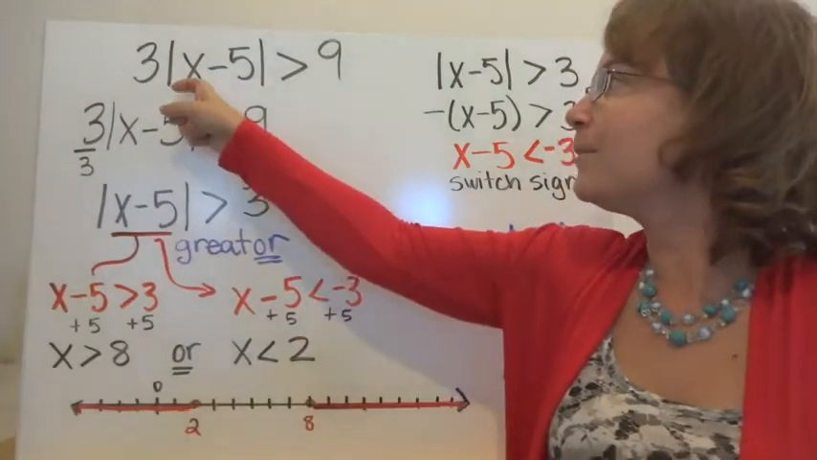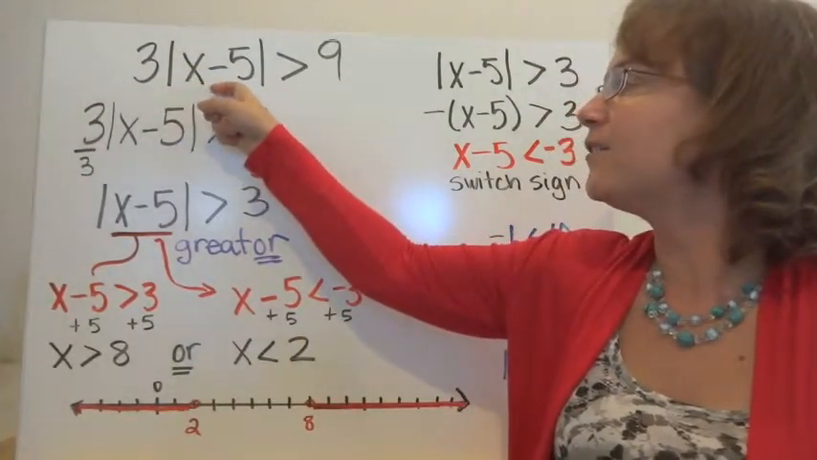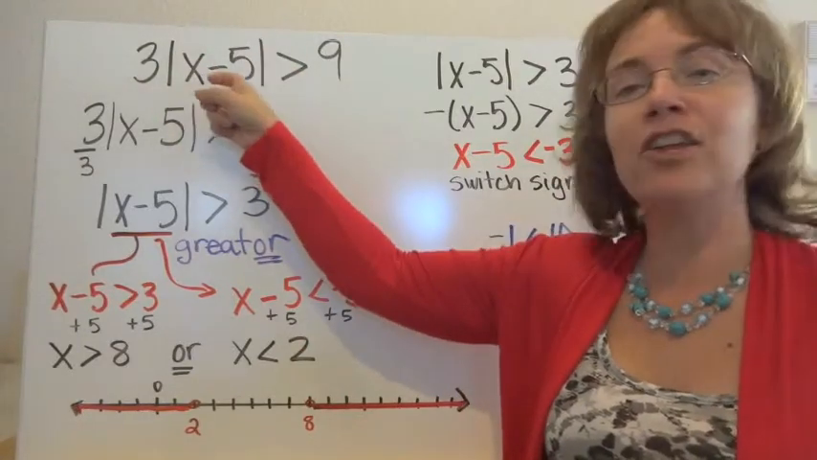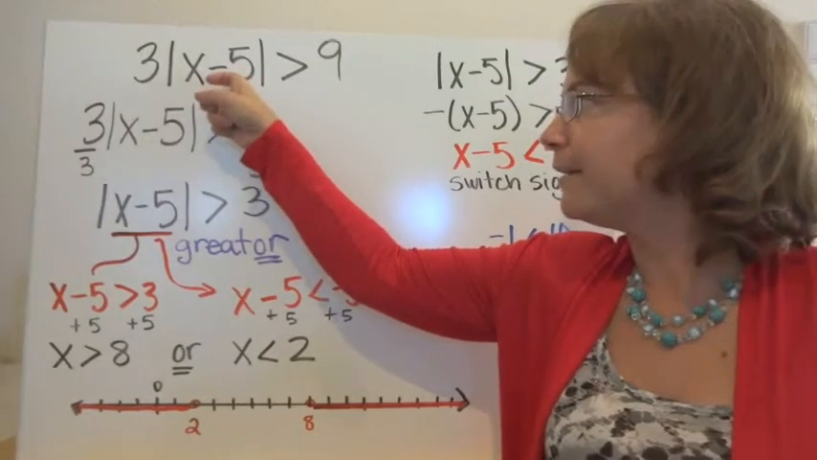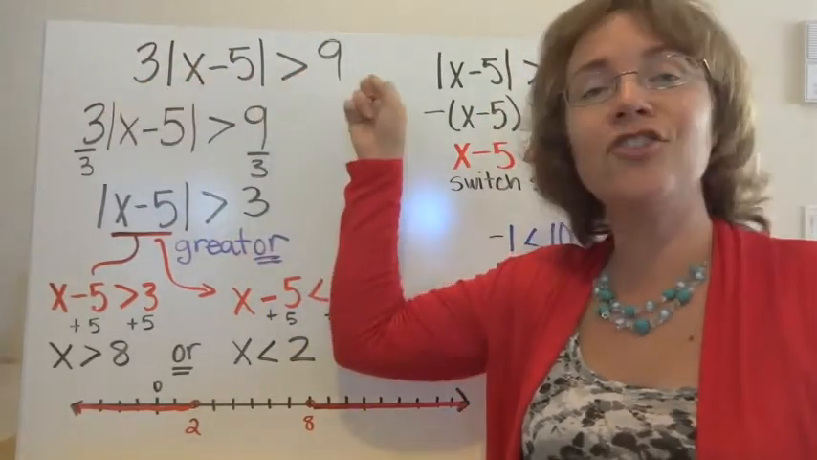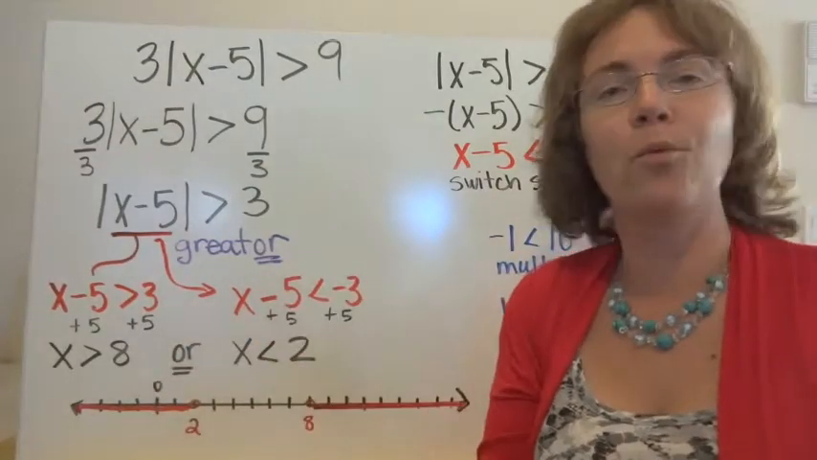So if I take that 0 and I do 0 minus 5 right here, that gives me a negative 5. I take the absolute value of negative 5, which is a positive 5, times 3. That gives me 15. 15 is greater than 9, and my check worked.